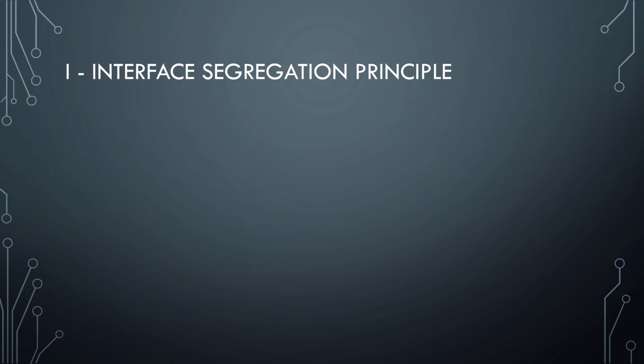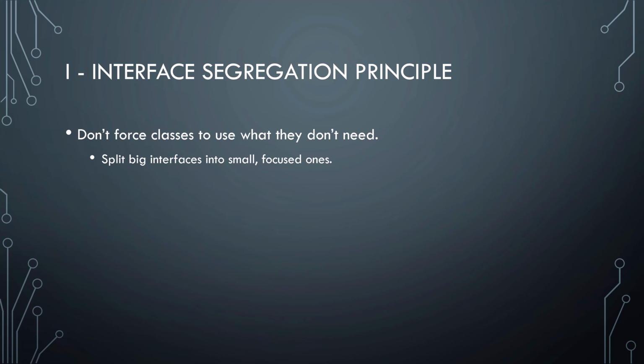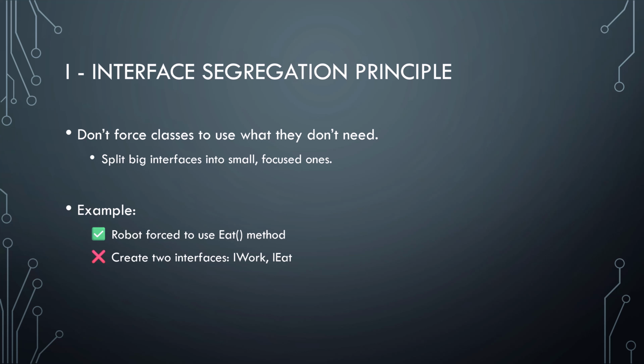Now comes I. This stands for Interface Segregation Principle. This means don't force a class to use things it doesn't need. Imagine you have an interface with two methods, work and eat. Now let's say you have a Robot class. It can work, but it doesn't eat. So why should it be forced to use the eat method? That's wrong. Instead, break big interfaces into smaller ones. Give each class only what it needs.